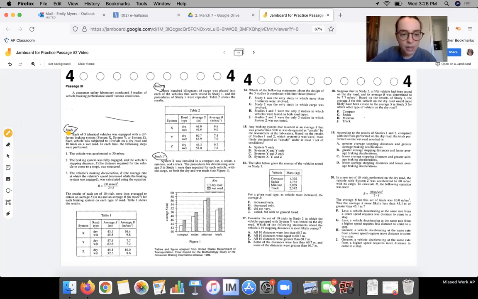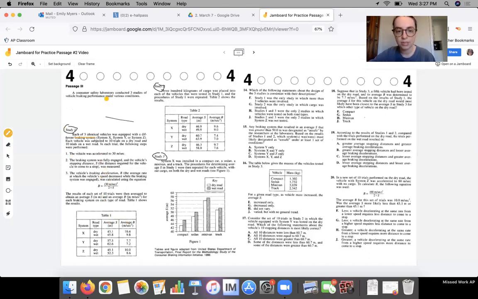Study 1, okay, we've got 3 identical vehicles and we're testing 3 different braking systems. We've got system X, system Y, and system Z. Okay, and it looks like they're testing them on dry and wet roads for each system, and they're finding out S and B. I don't know what S and B are yet. I'll figure it out if I need to for a question, but I'm not going to take the time to read this whole section. So study 1, something about testing 3 brake systems.